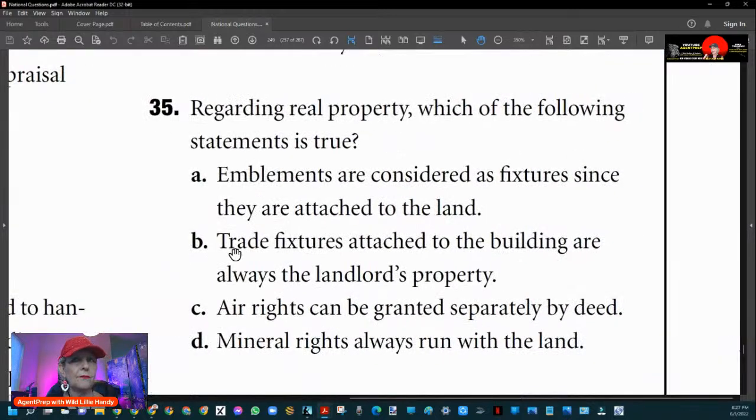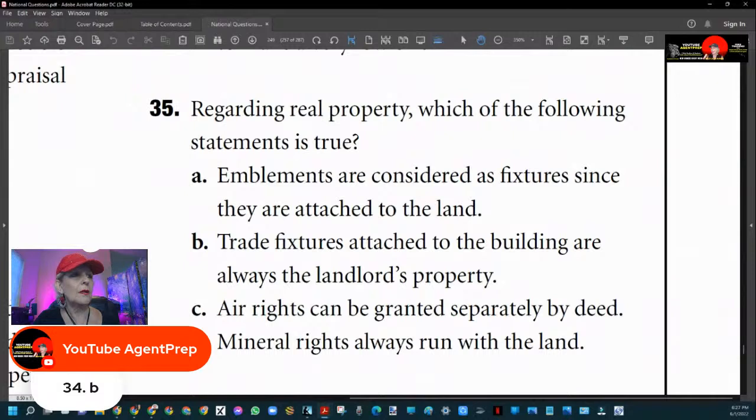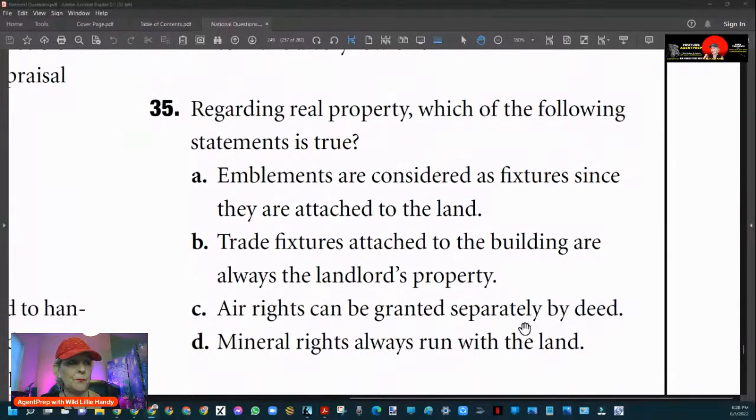Number 35. Regarding real property, which of the following statements is true? A, emblements are considered as fixtures since they are attached to the land. B, trade fixtures attached to the buildings are always the landlord's property. C, air rights can be granted separately by deed. Or D, mineral rights always run with the land. Think about common sense here.